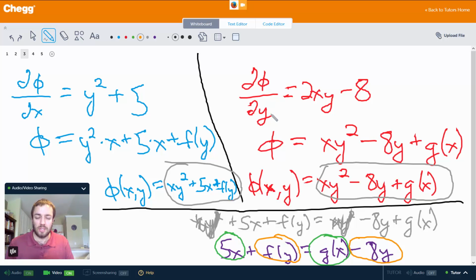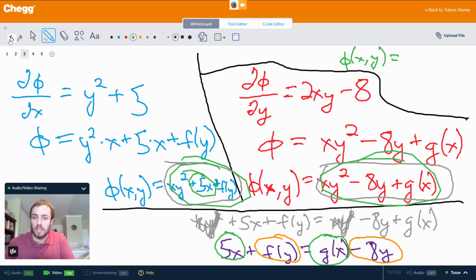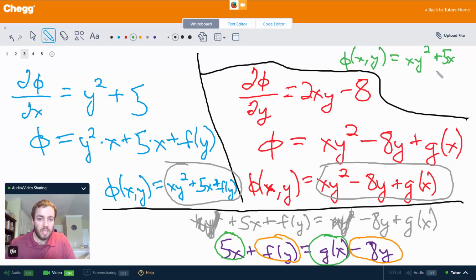So now we can finish the problem and get our function phi. Finally, phi of x comma y has to equal, and we can use either of these expressions. It does not matter which one. If we use this one, we already have g of x, plus 5x. If we use the other, we already have f of y, minus 8y. Formally, let's use this one: xy squared plus 5x plus f of y, but f of y is minus 8y, so we have minus 8y.